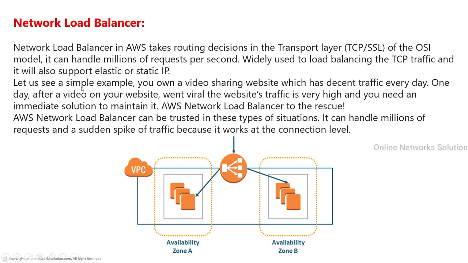Let us see a simple example. You own a video sharing website with decent traffic every day. One day after a video on your website went viral, the website's traffic is very high and you need an immediate solution to maintain it. AWS Network Load Balancer to the rescue. AWS Network Load Balancer can be trusted in these types of situations. It can handle millions of requests and sudden spikes of traffic because it works at the connection level. Here you can see the example of this.